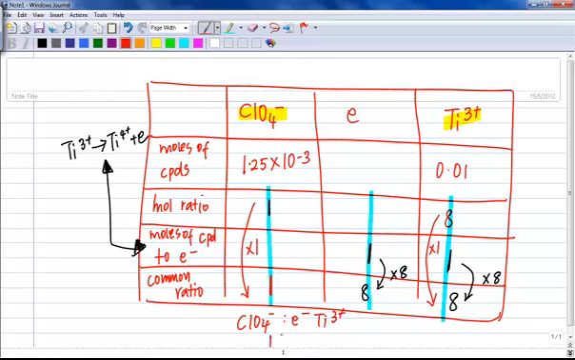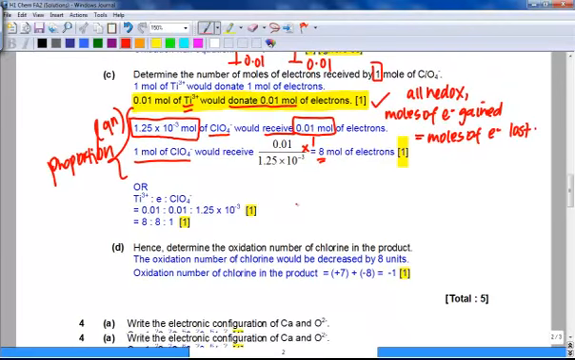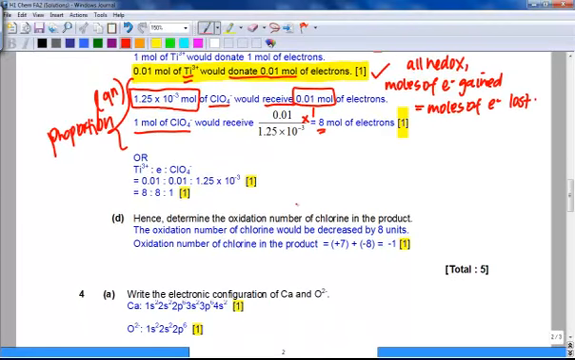Okay, it is actually 1 is to 8 is to 8. So straight away from this, you will be able to see that 1 mole of ClO4 minus actually receives 8 moles of electrons. There are two methods to doing these questions. Either one will do. Alright, so let's take a look at part D now.